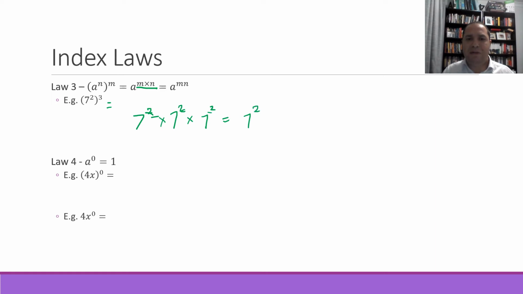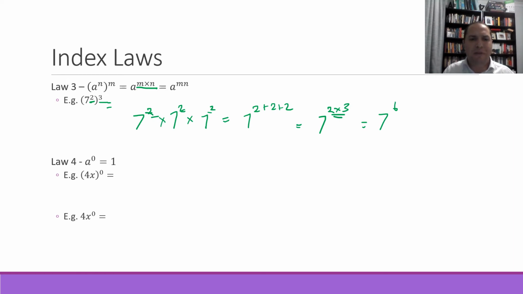So we've got 7 to the power of 2 plus 2 plus 2. We're multiplying, so we add our powers. That's the same as 7 to the power of 2 times 3. Right, so we're now multiplying our two powers to give us 7 to the 6. We have 6 sevens multiplied together there.